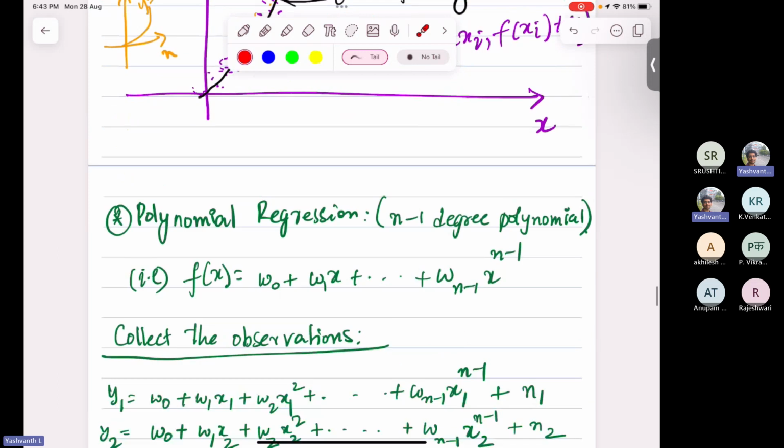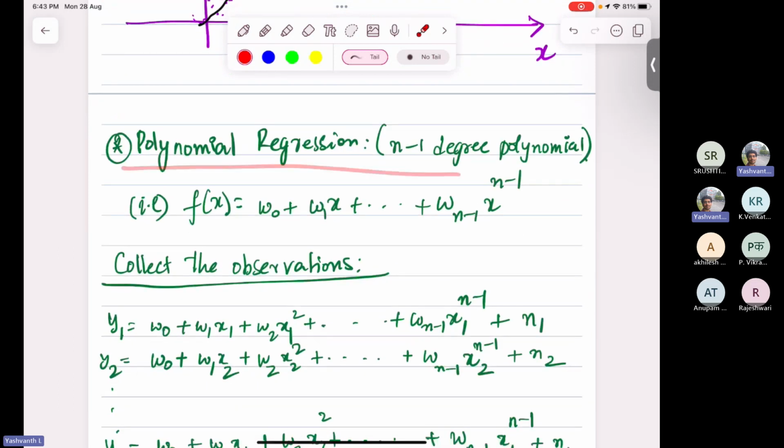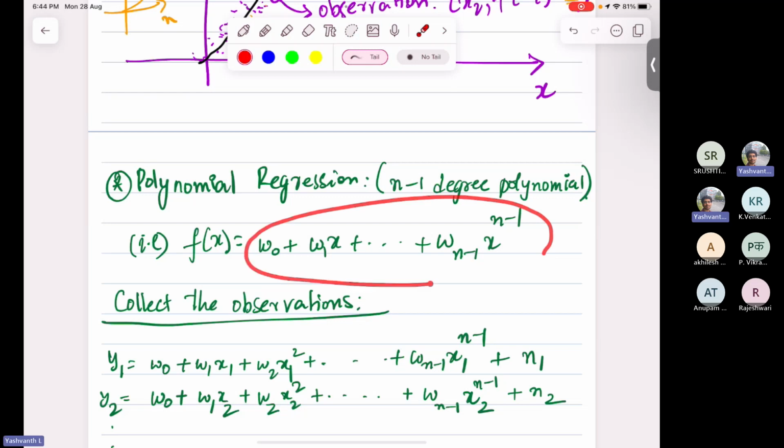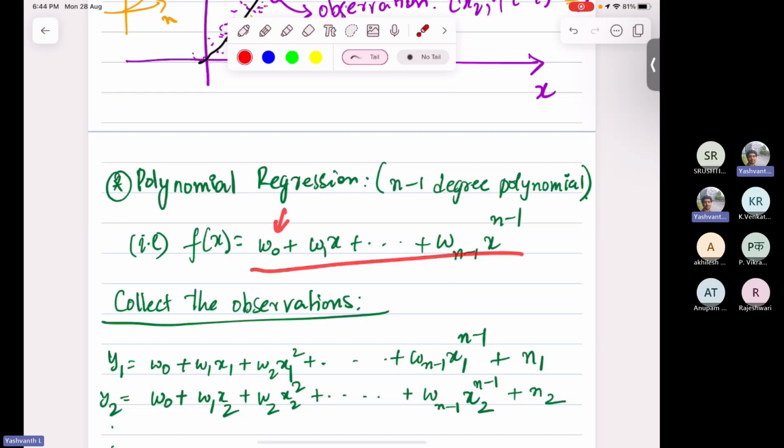One very famous regression is called polynomial regression. What I do is model any function f of x to be an nth degree polynomial. Sorry, an n minus 1th degree polynomial. The general equation of any n minus 1th degree polynomial is given by w naught plus w1 x and so on till w n minus 1 times x power n minus 1.